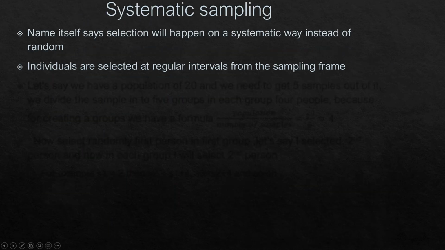The other one is systematic sampling. The name itself says the selection will happen in a systematic way, instead of random, instead of clustering, instead of stratified. So here the individuals are selected at regular intervals from the sampling frame.